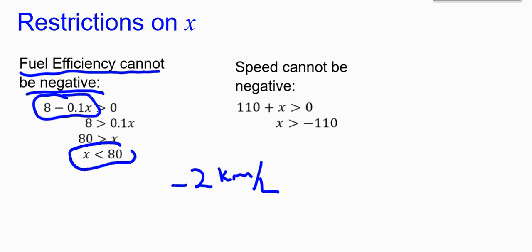So we know that we can't let x be below 80. Similarly, we can't have a negative speed. So we can't slow down so much to increase fuel efficiency that we go backwards. Again, doesn't make sense. So we take the speed amount and we say speed has to be positive. So those are my restrictions.